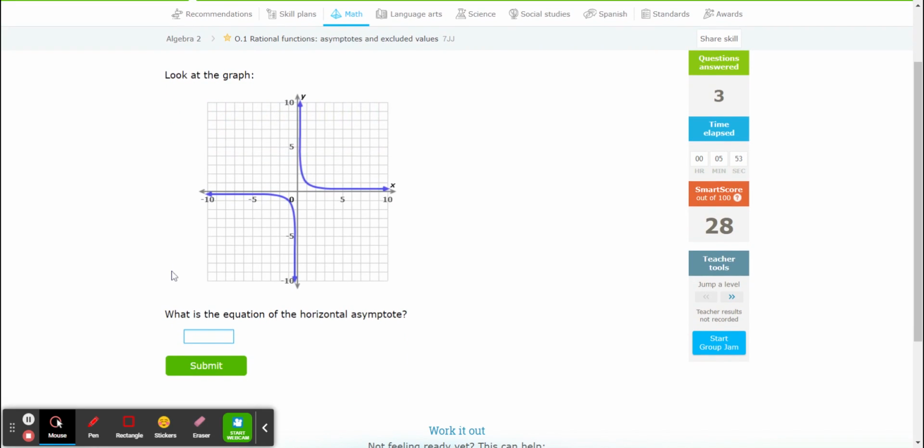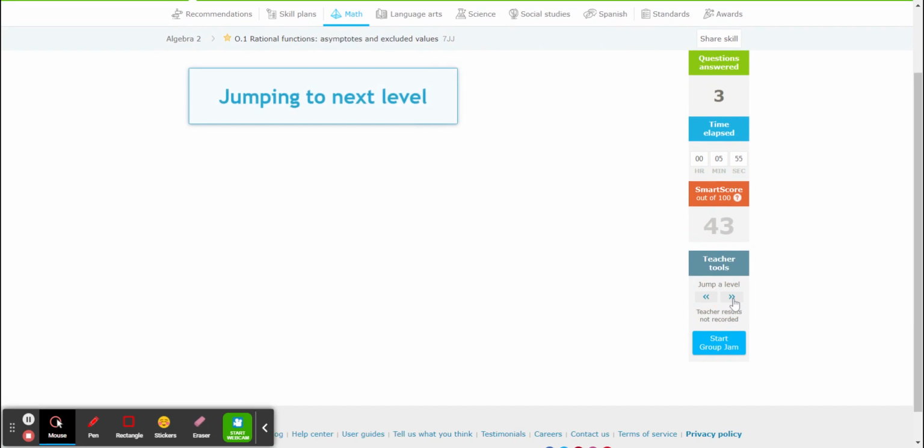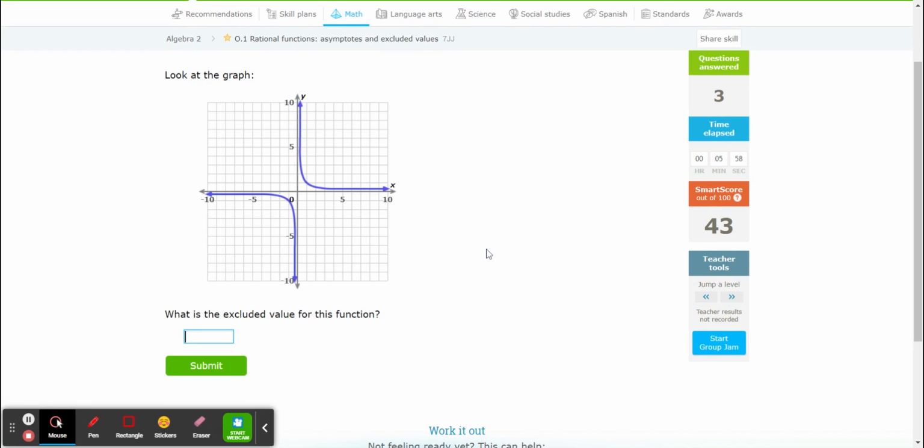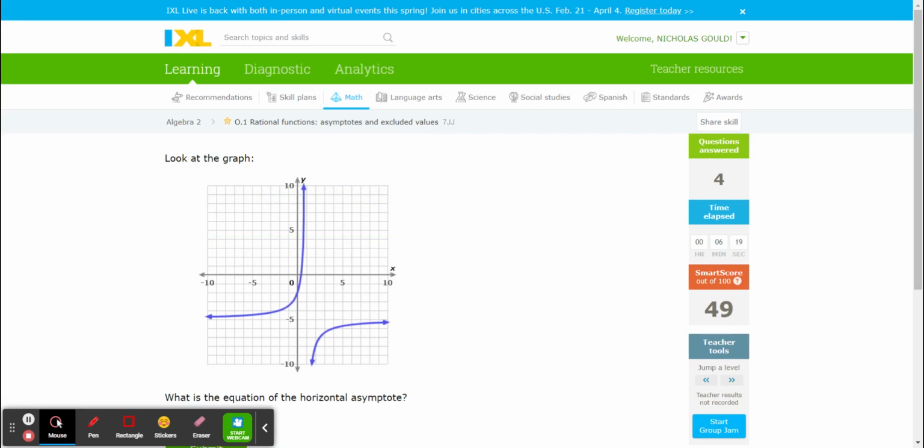All right. So let's try to do one that's a little bit harder. So now this one is asking, what is the excluded value for this function? When they reference the excluded value of the function, they're talking about vertical asymptotes, right? So the vertical asymptote here would be x equals 0 because it's getting close to 0, but it really doesn't cross it from a vertical standpoint. All right. And so again, I have 4 questions. I'm at 49. You can easily get to a score of 100 after watching this video.